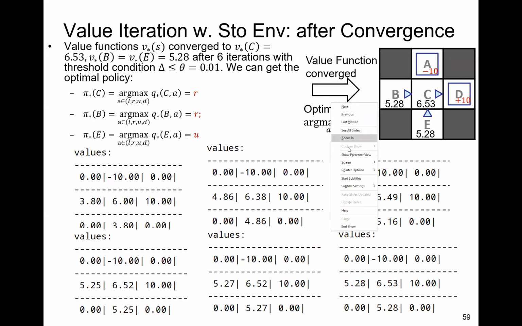If you run it for several iterations, after 6 iterations with threshold condition delta less than or equal to 0.01, you can see these numbers 5.27 to 5.28, 6.52 and 6.53. If you define the threshold to be 0.01, then it has converged. And we can derive the optimal policy by taking the argmax on the Q star.